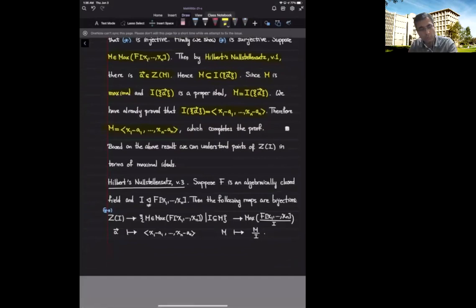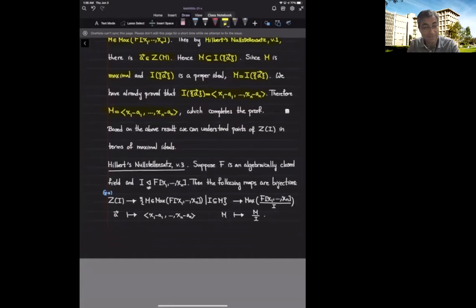Okay, so now we can use this bijection between F to the n and maximal ideals of the ring of polynomials to give a bijection between points, common zeros of a given ideal, and maximal ideals of the quotient ring. So that's called, again, Hilbert's Nullstellensatz, but let's call it the third version. So again, F is algebraically closed. We are given a proper ideal I of the ring of polynomials. Then the following maps are bijections. So we pick a common zero of this ideal. There is a bijection between common zeros of these ideals and those maximal ideals of the ring of polynomials that contain I as a subset. Sometimes we call them maximal divisors of I.